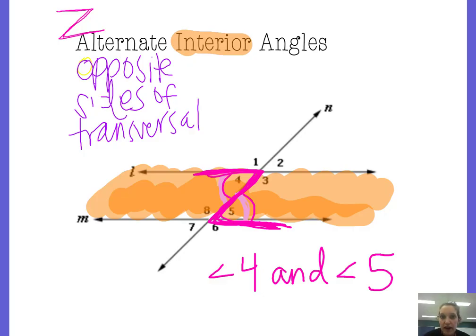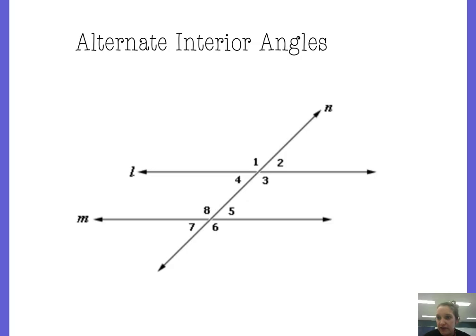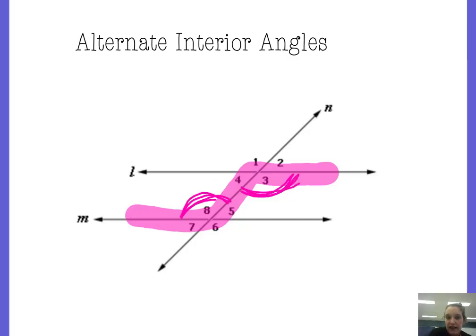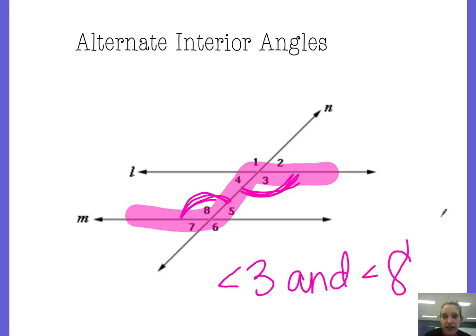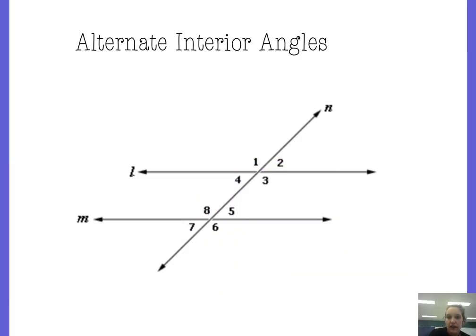And then there's another pair of alternate interior angles. If I draw my Z in the opposite direction, like that, then angle 3 and angle 8 are also alternate interior angles. So angle 4 and angle 5 were alternate interior angles.